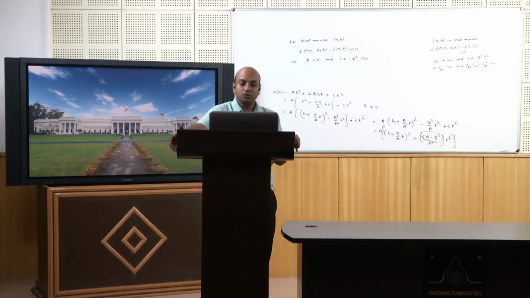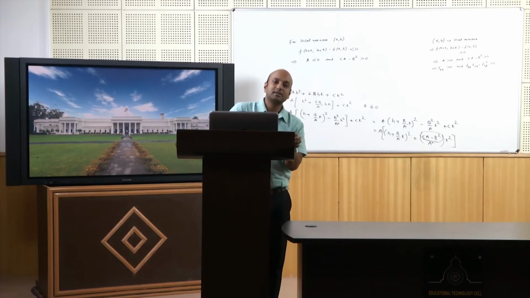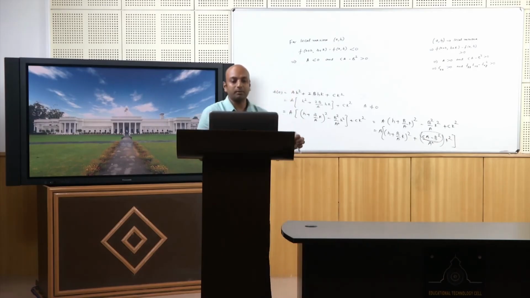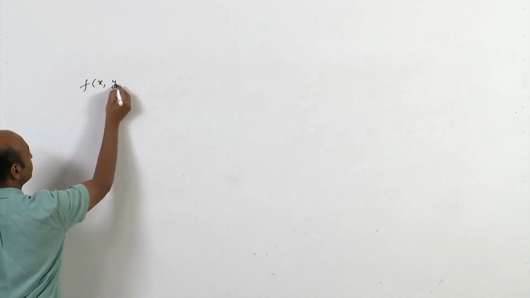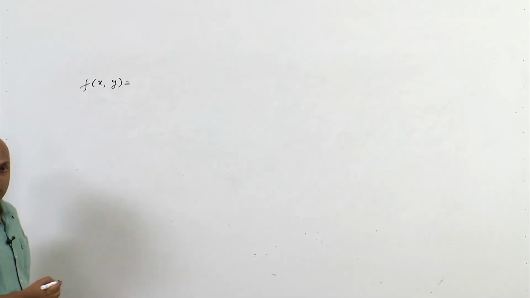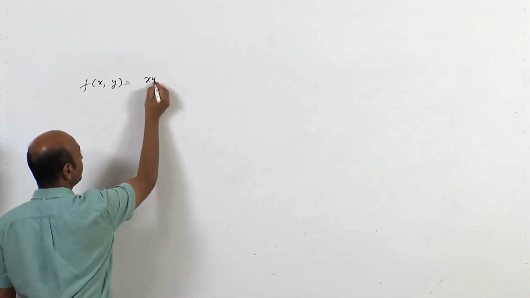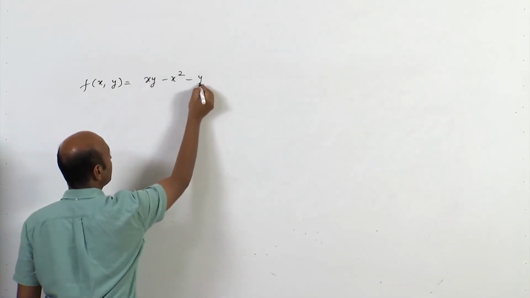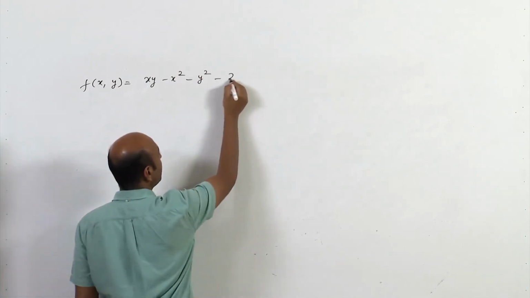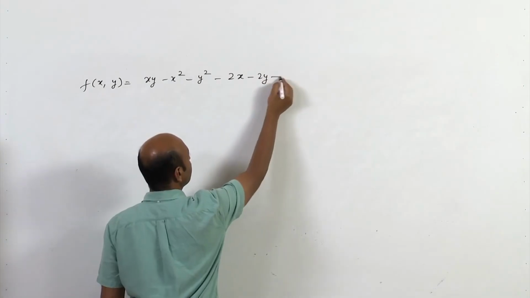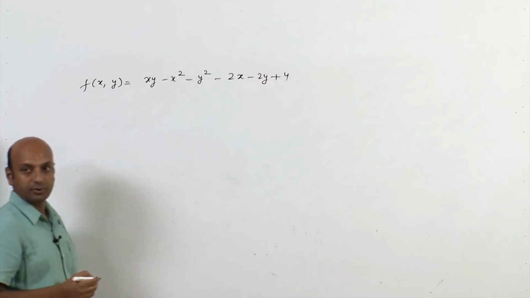Okay. So, that is how we can find out whether a point a comma b is a point of local maxima, local minima or saddle point. Okay. So, let us discuss the first problem based on this. So, the first problem is, it is x y minus x square minus y square minus 2x minus 2y plus 4.